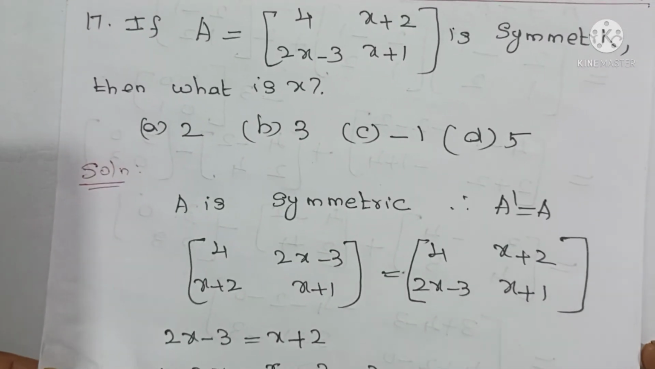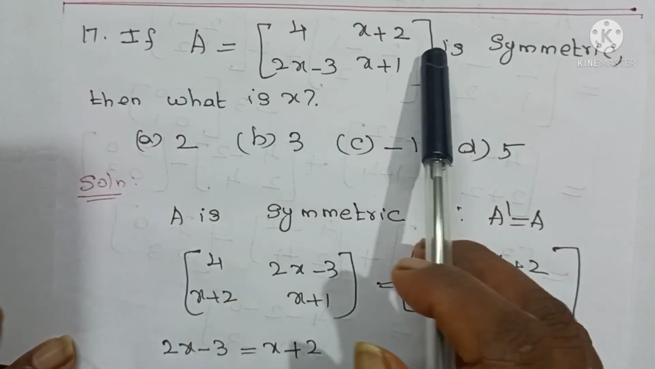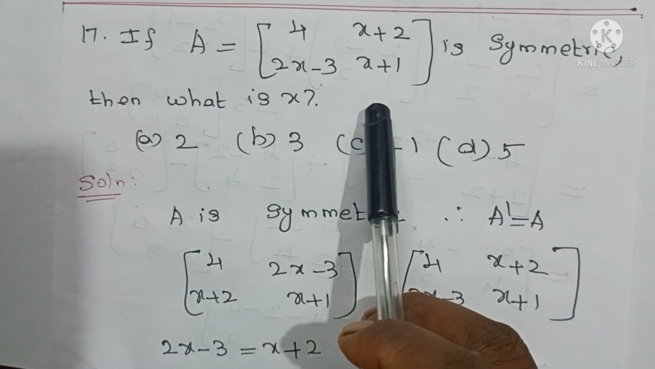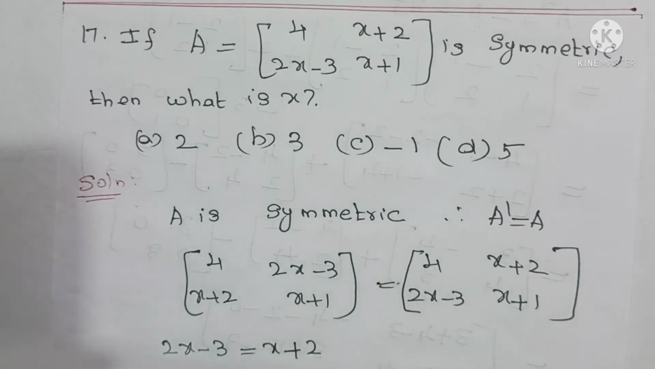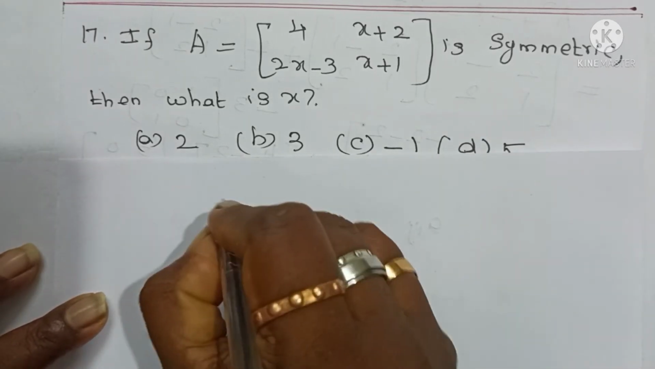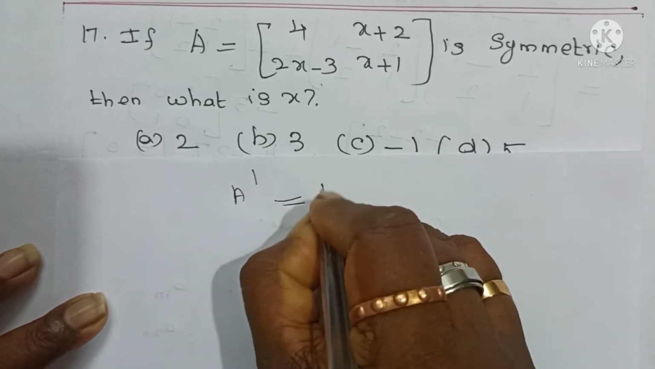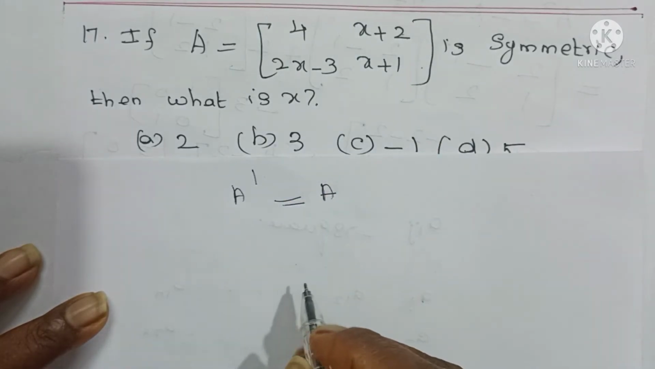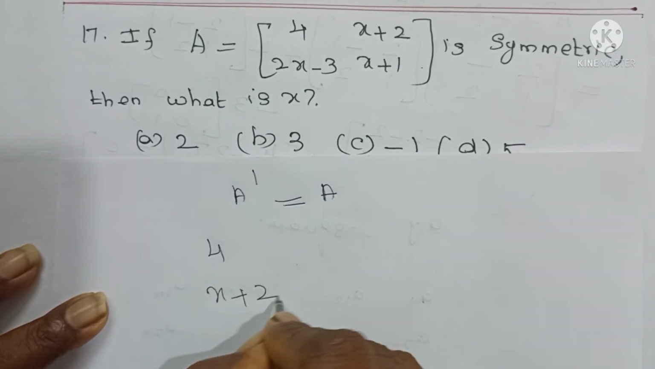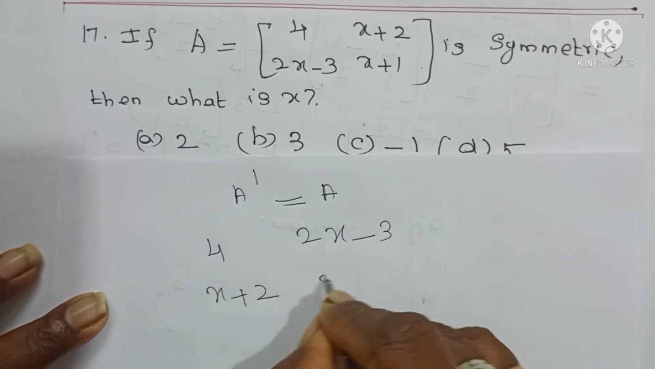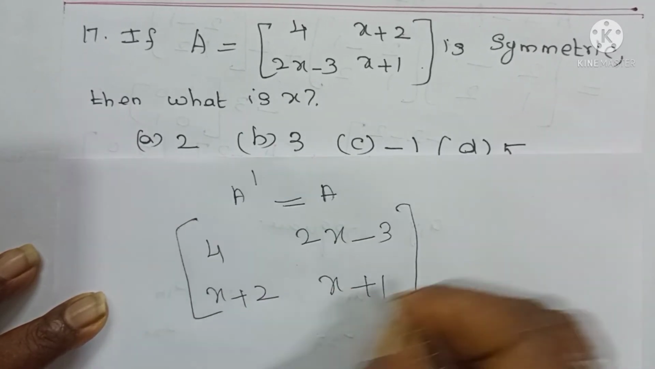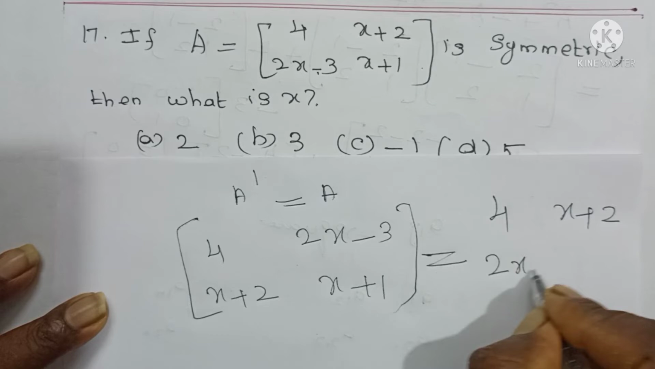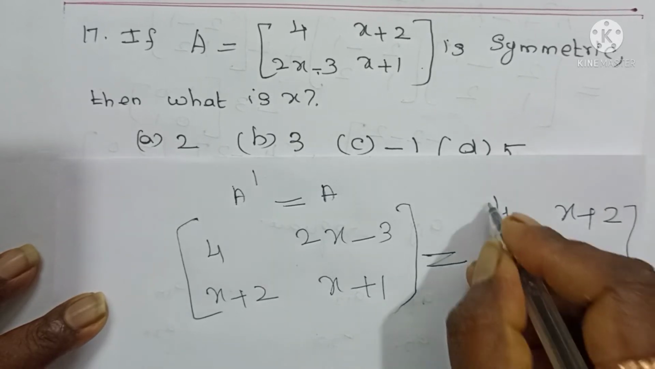Next move on to 17th question. If A is equal to this matrix is symmetric, then what is X? So you have to find the value of X. Here they have given a symmetric matrix, correct. So what is symmetric? Symmetric means A transpose is equal to A, correct. So what is A transpose? You have to interchange rows and columns. So 4x plus 2, then 2x minus 3, x plus 1. This is A transpose, which is equal to A. You have to write 4x plus 2, 2x minus 3, x plus 1, correct.